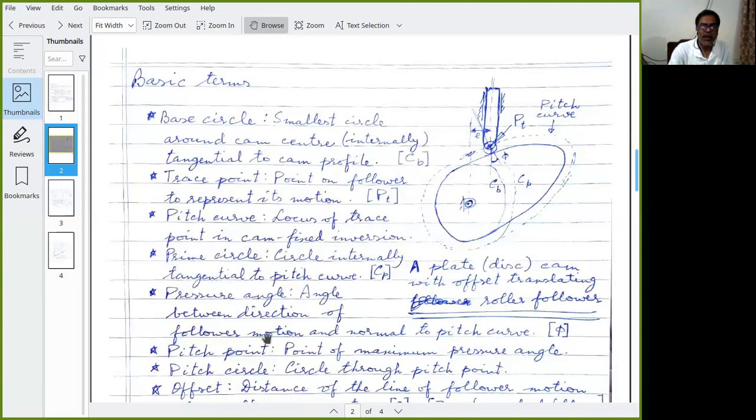So that is the pressure angle between the direction of follower motion and the normal to the pitch curve. That's phi. And that pressure angle will vary according to the position in the cycle. The location of the trace point where the pressure angle is maximum is called the pitch point. And the circle through that point, with the center here, would be called the pitch circle, concentric to the base or prime circle.